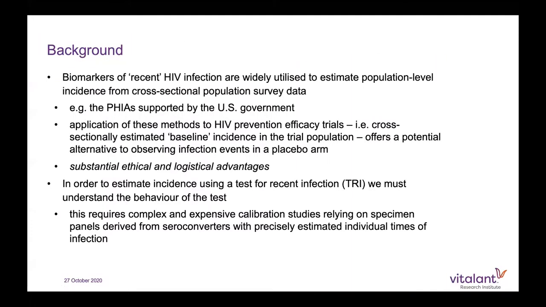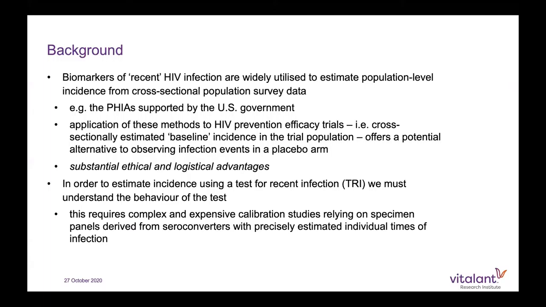By way of background, biomarkers of recent HIV infection are widely used to estimate population level HIV incidence from cross-sectional population survey data. For example, the population HIV impact assessment surveys that are supported by the US government and numerous national level surveys conducted throughout the world.